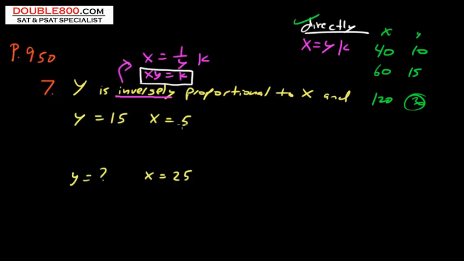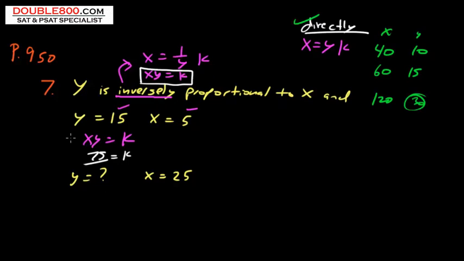You see how we're given the values of both of these the first time? We're going to go back to that formula, x times y. We need to figure out the constant. So x times y is just going to be 15 times 5, and the constant we can figure out is 75. It will always be 75. Just remember this formula, okay?